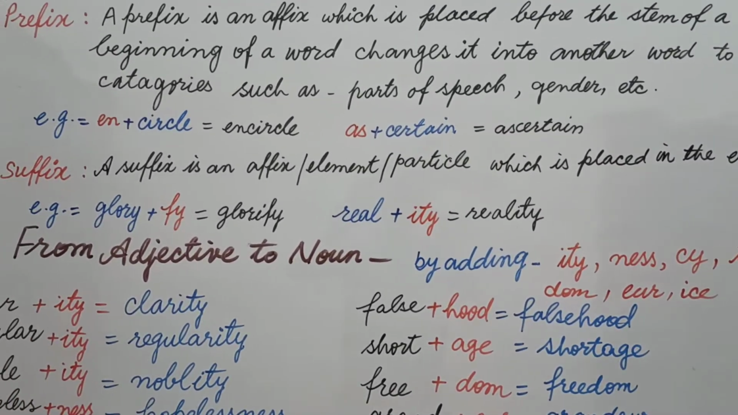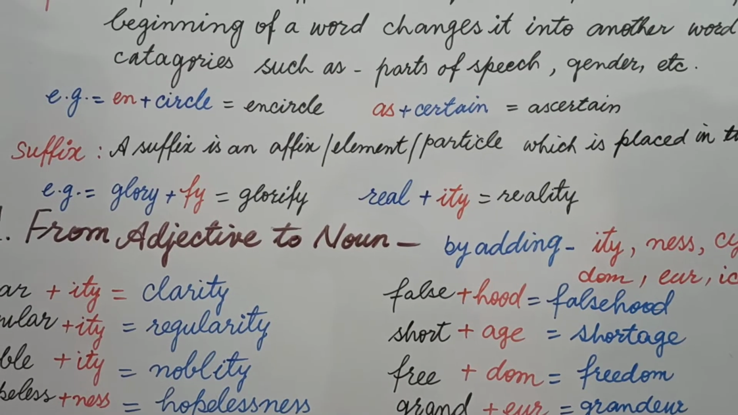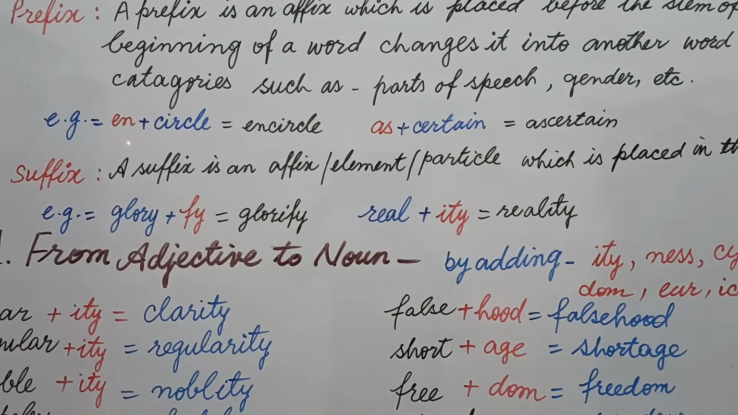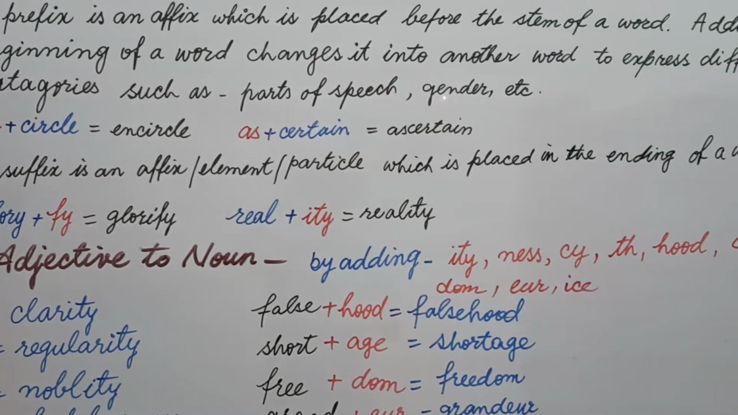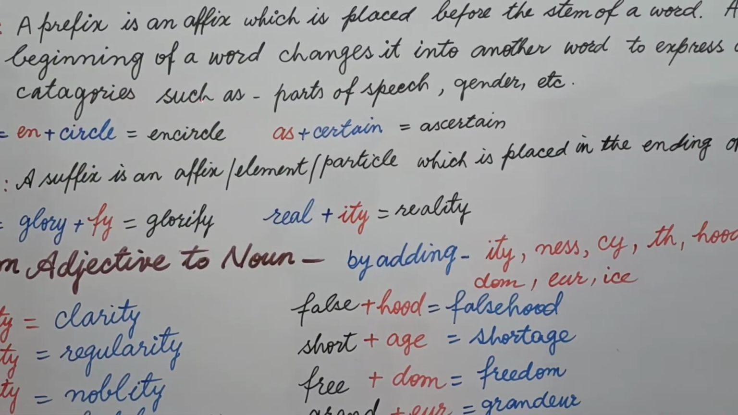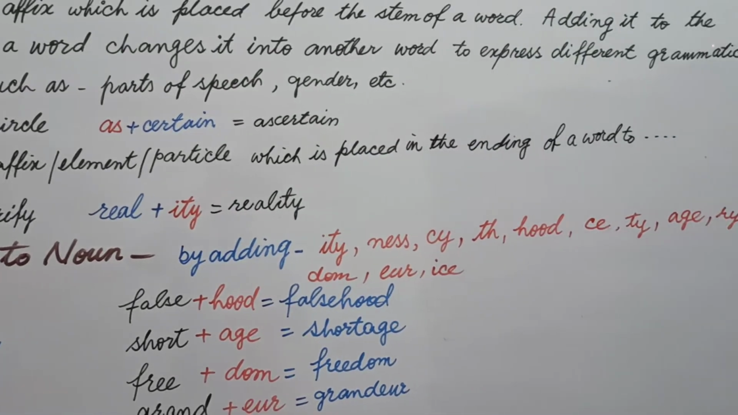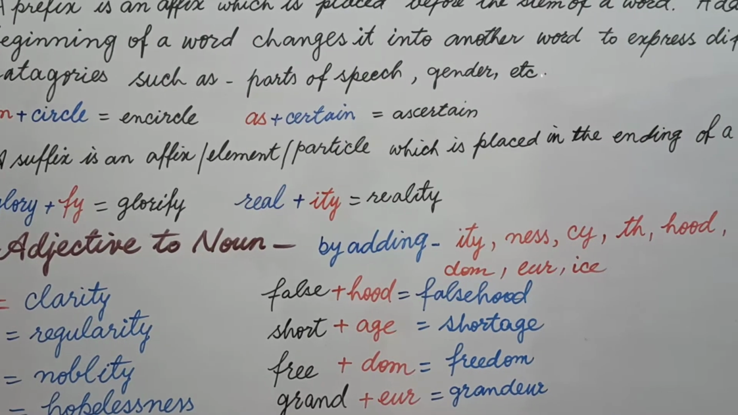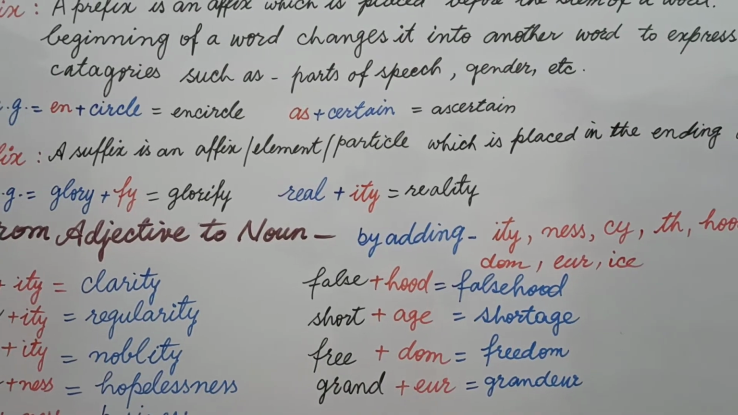Students, now the thing that we must know is what is stem. Stem is the main part of the word. Suppose students, this is circle. I add something in the beginning, it is prefix. Okay, prefix, then stem, there is a new word, and circle. Now let's see, before the stem of a word, adding it to the beginning of a word changes it into another word to express different grammatical categories such as parts of speech, gender, etc. In the same way some other matters.